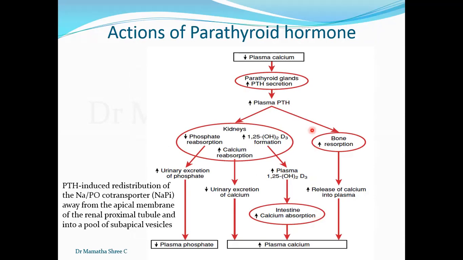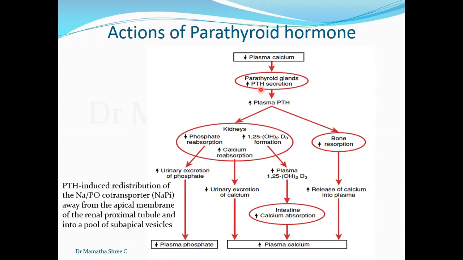Now, let us take a scenario wherein there is a decrease in plasma calcium. So the chief cells in the parathyroid gland get sensitized by decreased plasma calcium. Therefore, they start secreting more parathyroid hormone, so there is an increase in parathyroid hormone levels in the plasma. This parathyroid hormone now acts on the kidneys, decreases the phosphate reabsorption, increases the urinary excretion of phosphate. Therefore, there is a decrease in the plasma phosphate levels whenever parathyroid hormone is acting, right?